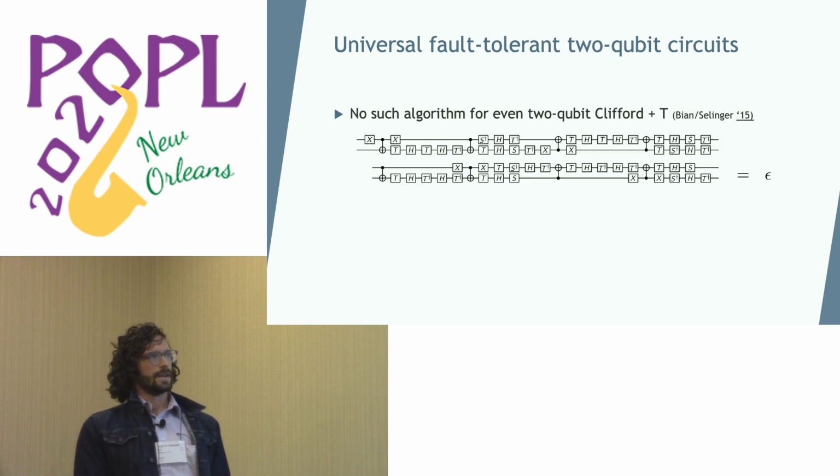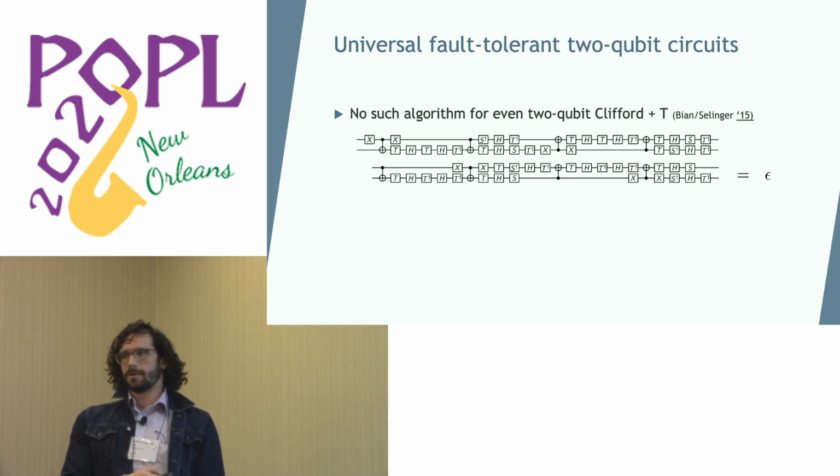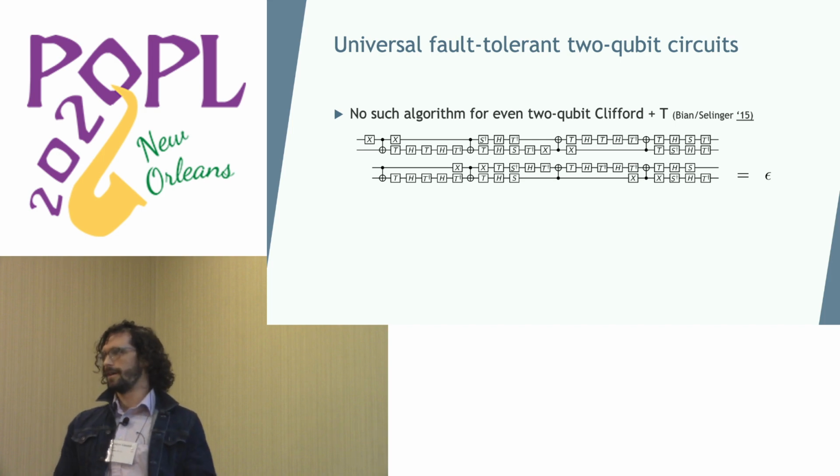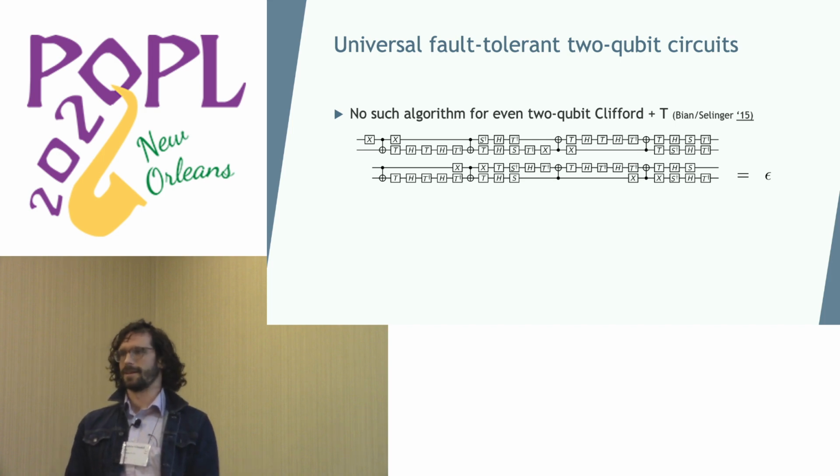The reason is that the group has relations. This is not just some arbitrary circuit. This is a defining relation for the 2-qubit Clifford and T group. There's 22 T gates in here. I have no idea how to use this to optimize the circuit.